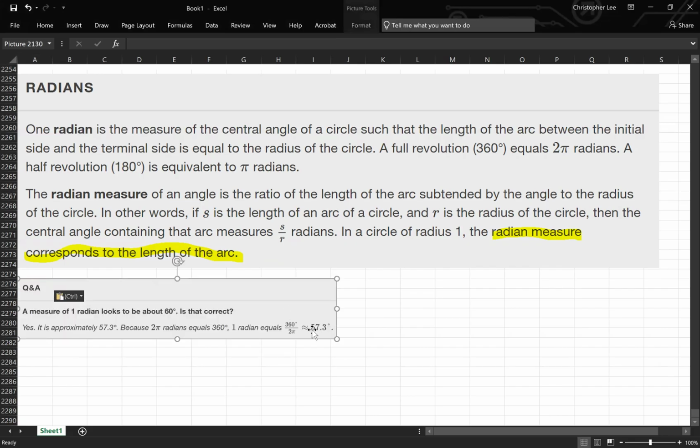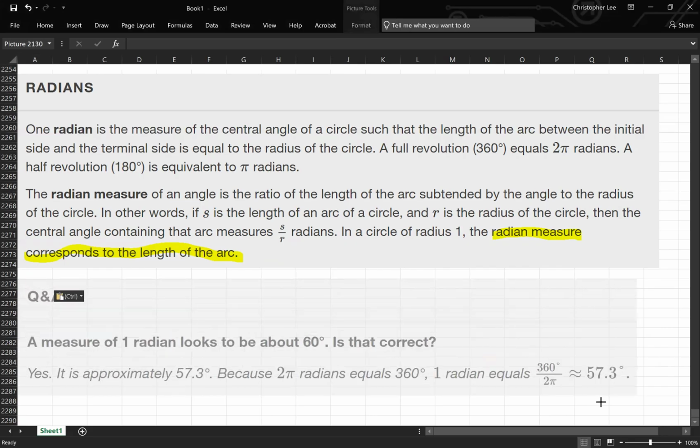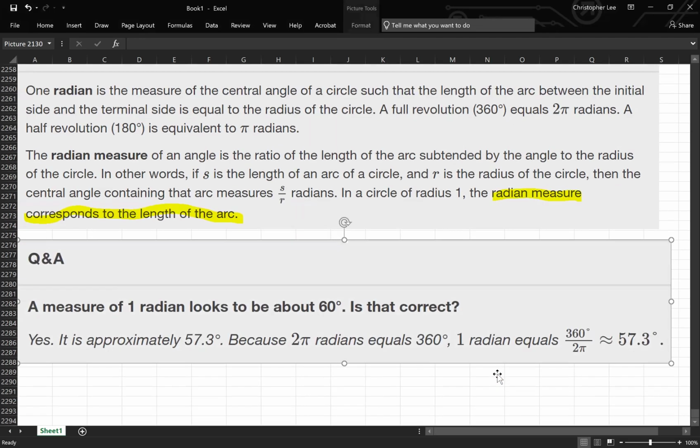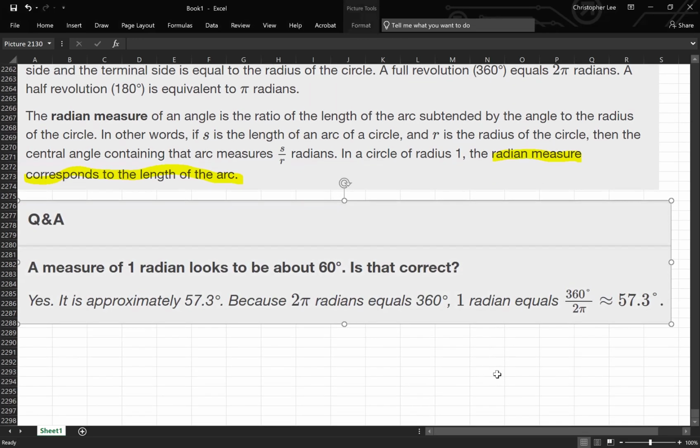All right, so question. A measure of 1 radian looks to be about 60 degrees. Is that correct? Yes, it's approximately 57.3 degrees because 2 pi radians equals 360. 1 radian equals 360 divided by 2 pi. Very simple.